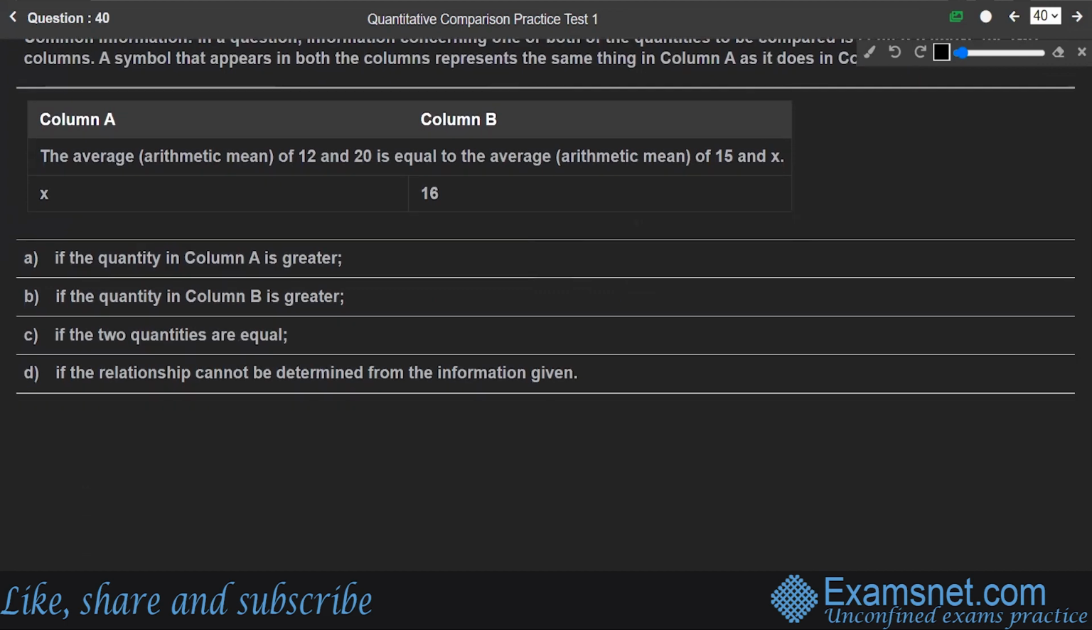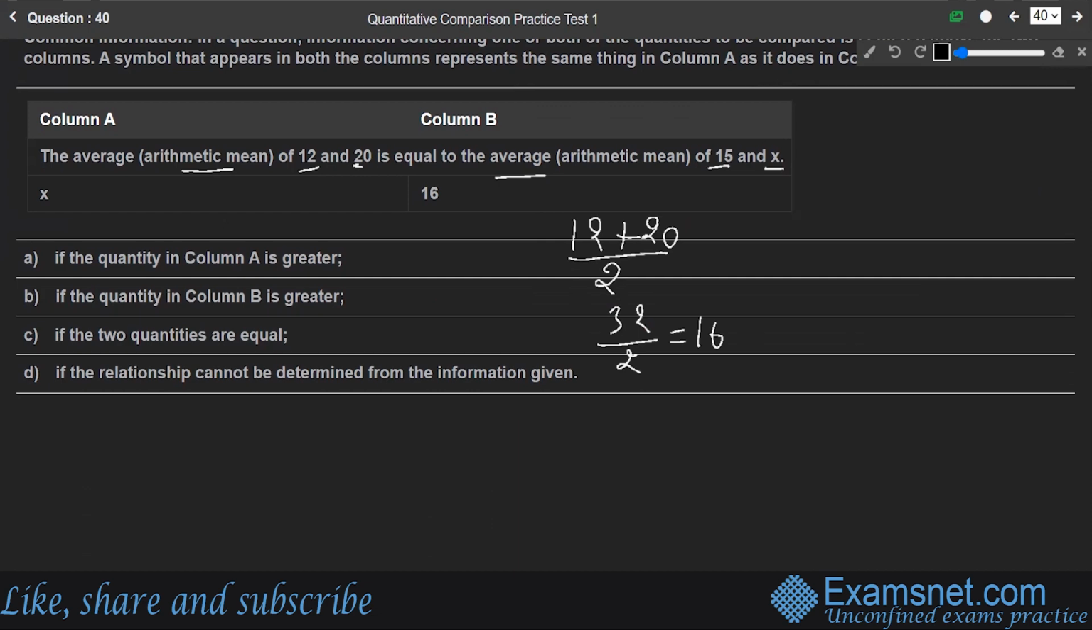Now the question says arithmetic mean of 12 and 20 is equal to the average of 15 and x. Okay, that is the total value given. So they are saying average of 12 and 20. So 12 plus 20 by 2, that is how the average is found out. Sum of all divided by total number. So 12 plus 20 divided by 2, that is nothing but 32 divided by 2, which is nothing but 16.